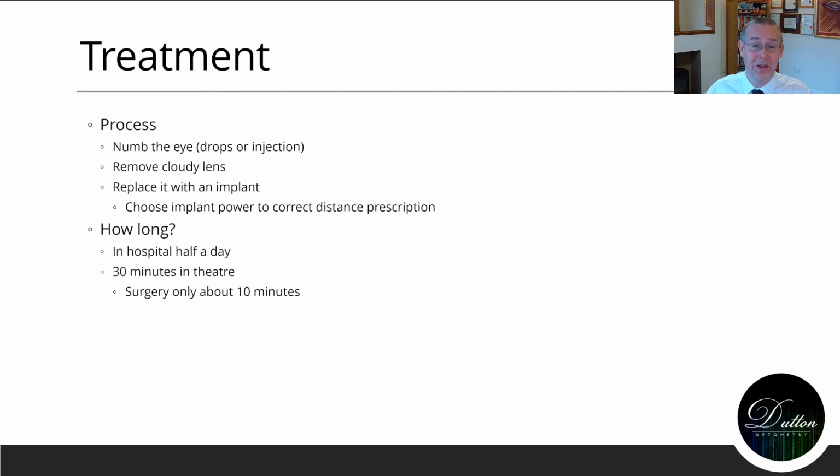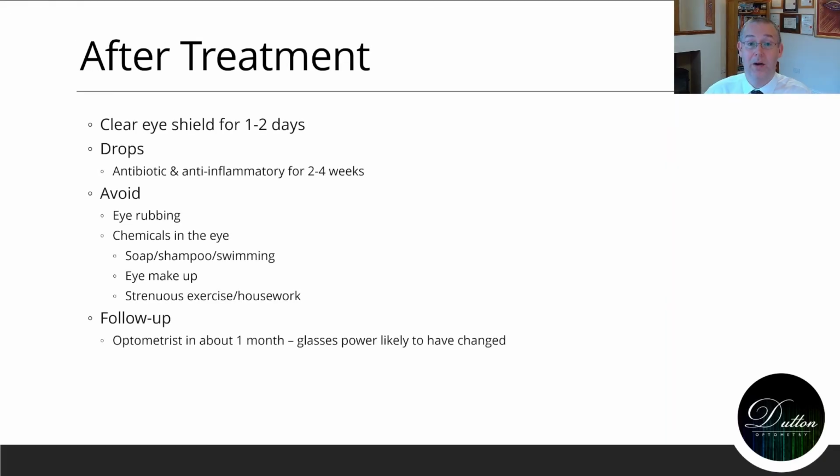You'll probably be in the hospital for half a day, you'll probably be in the theatre for about half an hour, and of that time, probably only about 10 minutes is actually having the operation done itself. After surgery, you'd be given a clear eye shield to wear, usually for the first 1 to 2 days, and you'll be given some eye drops to use, typically for 2 to 4 weeks. They will help to reduce the chance of an infection and also to control any inflammation.